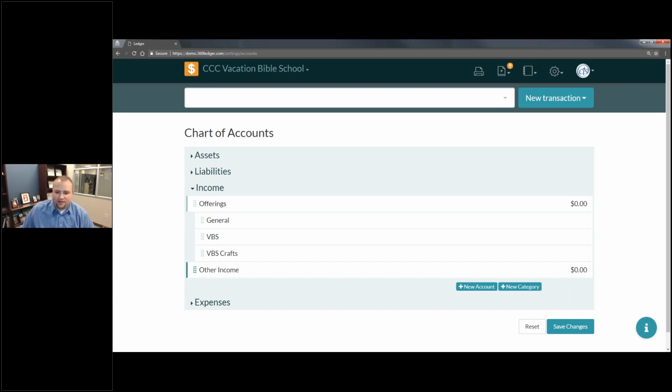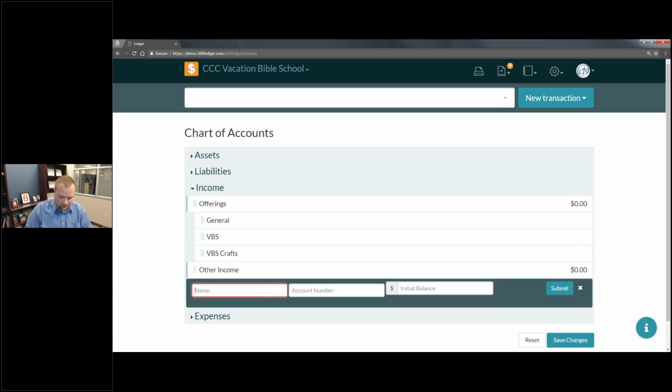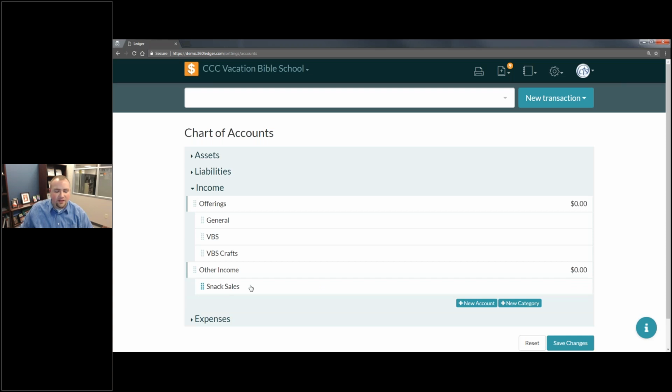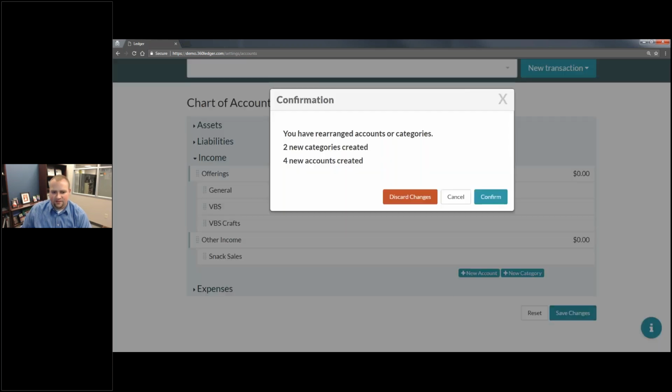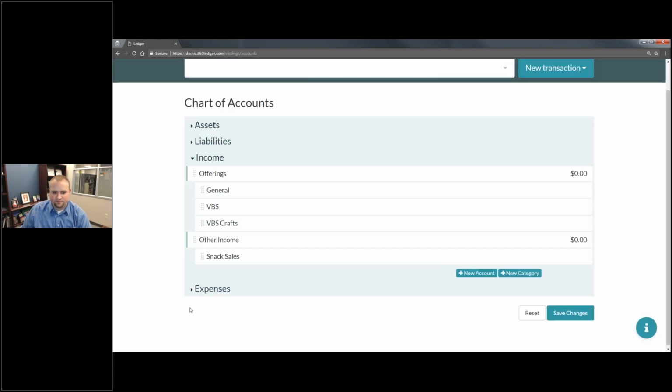And so in this case, we're going to create another one for snack sales. So let's say snacks wasn't actually free at your VBS. You charged for it. That still would be money coming in. It would just be under a different category. All right, so snack sales, we'll do that. We'll save this. There's my update, confirm.